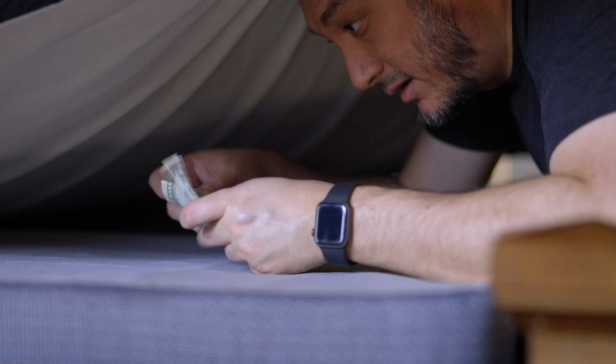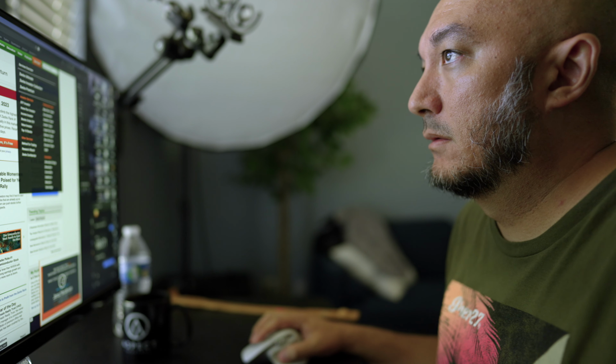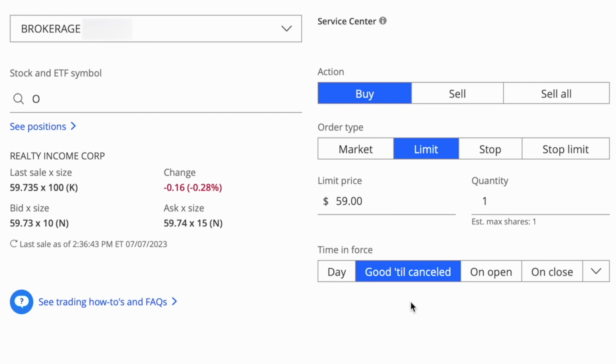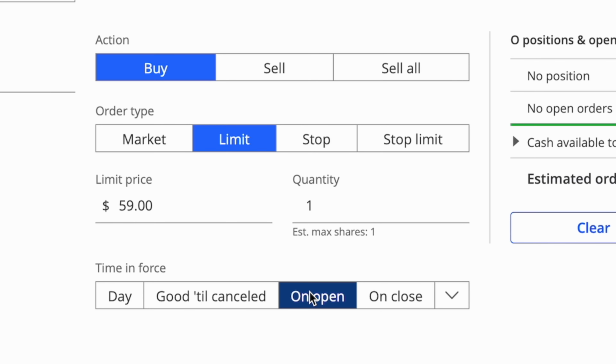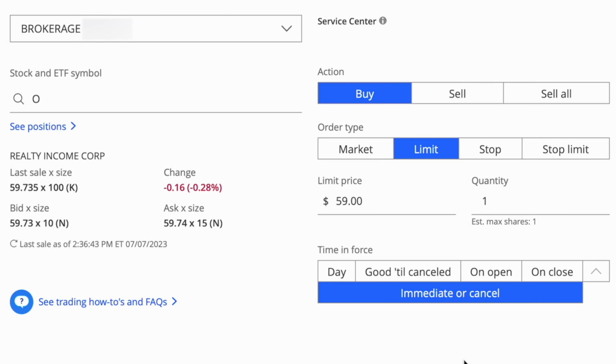Okay, you found some money, you've watched your favorite YouTuber, and you're ready to buy your first stock. You open up your app or your website, and you're met with this. What does any of this even mean? Well, after this video, it's going to make perfect sense, and you're going to be ready to hit that buy button with confidence. Okay, let's jump right into the screens and start digging into it.